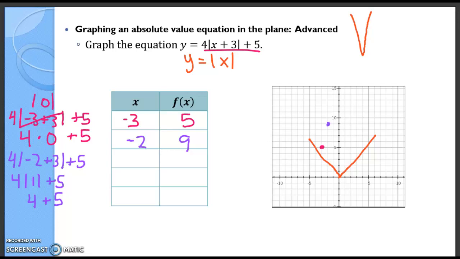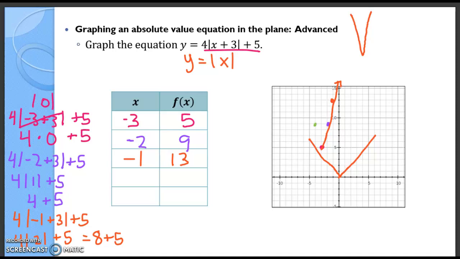What if we plug in a -1? 4 times the absolute value of -1 plus 3, plus 5. 4 times the absolute value of 2, plus 5, which is 8 plus 5, or 13. So at -1 we'll be at 13, which is there. And we should have a nice consistent slope on our different sides.